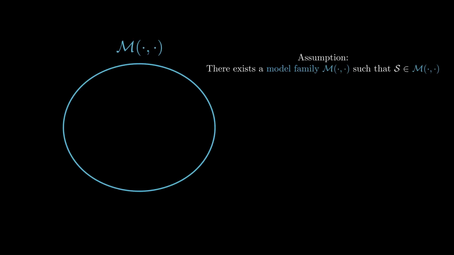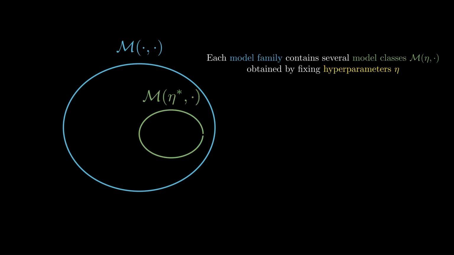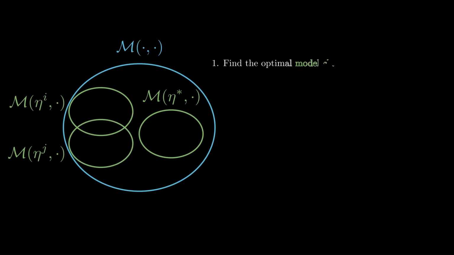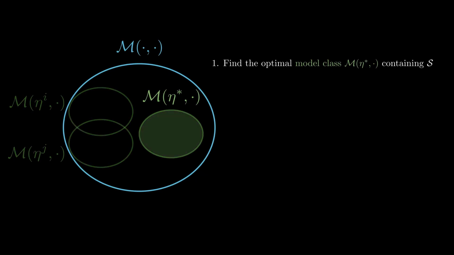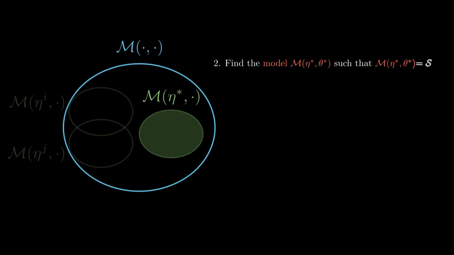To do so, we assume that there exists a model family M such that it includes system S. Inside of a model family there are several model classes, each defined by a specific set of hyperparameters eta. First task is to define the optimal model class containing system S. Any model class contains several models, each determined by a specific set of parameters theta. Second task is to define the model in optimal class that coincides with target system S.